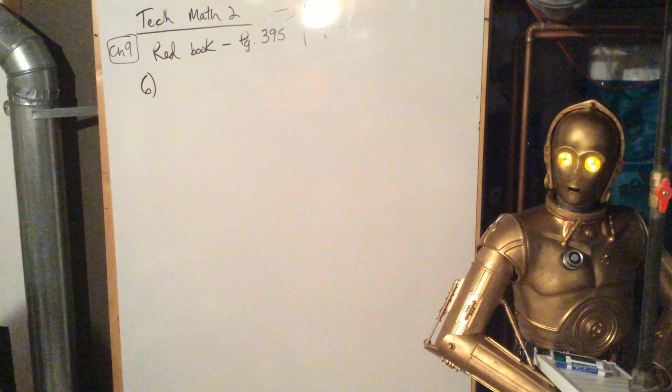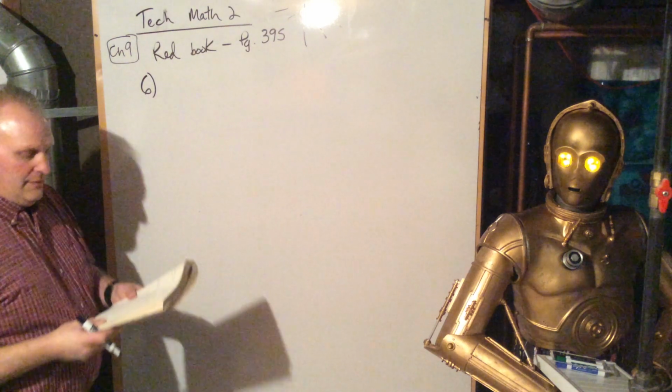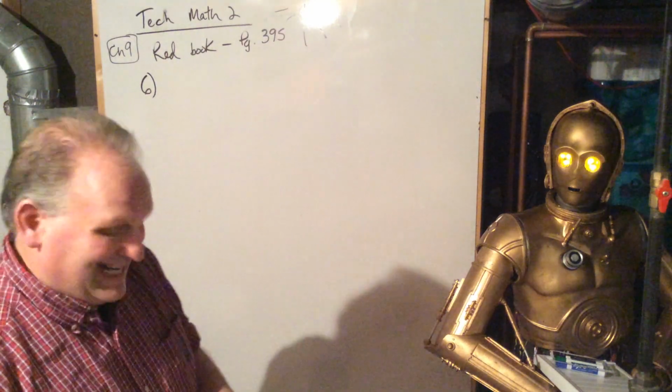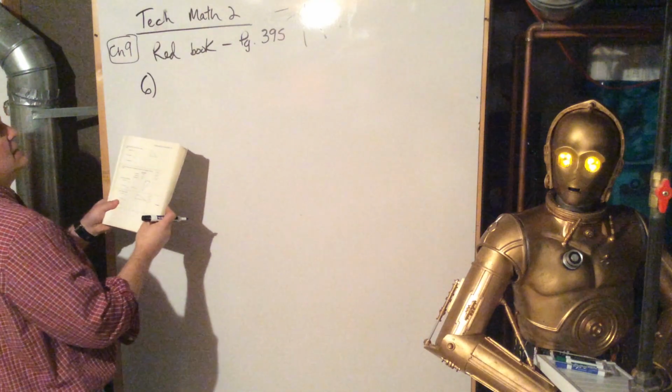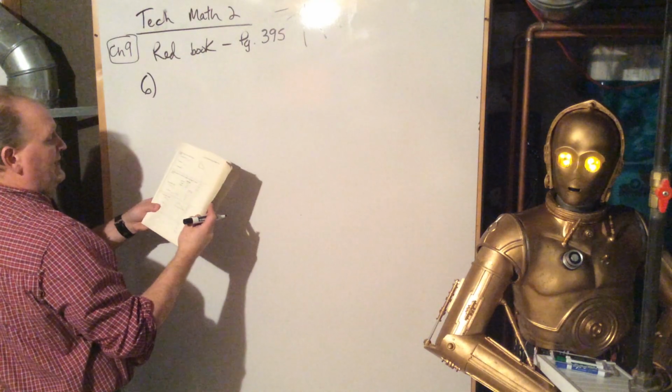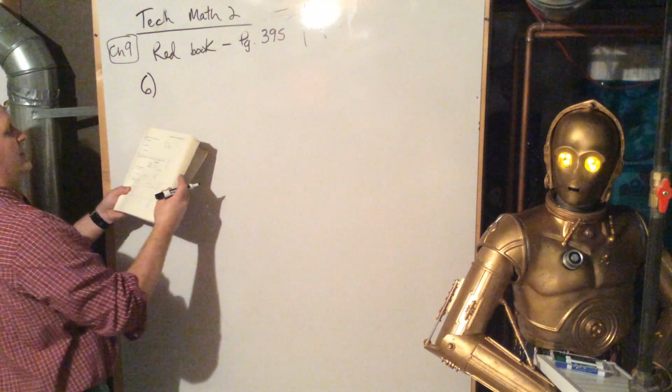Okay, Techmath2. We're lecturing out of the Red Book. We're doing chapter 9. We're going to work on the inverse tangents. So if you open up your book to page 395, we're starting on problem number 6.